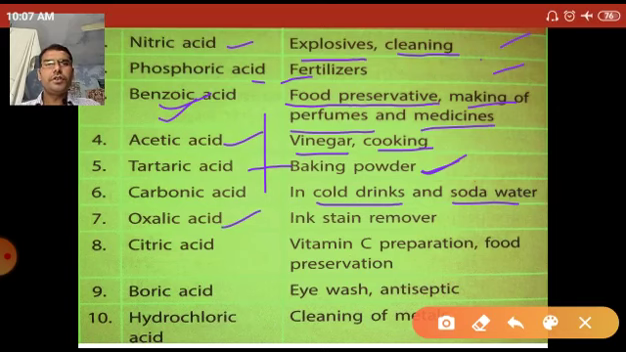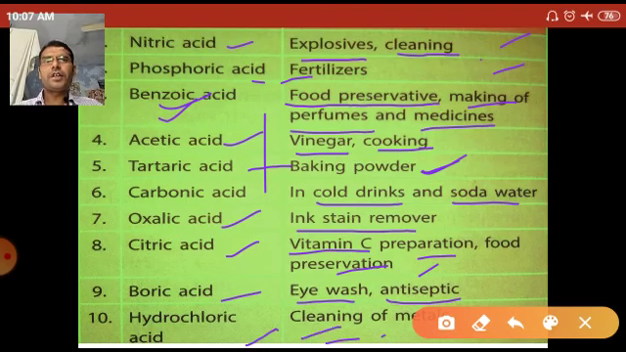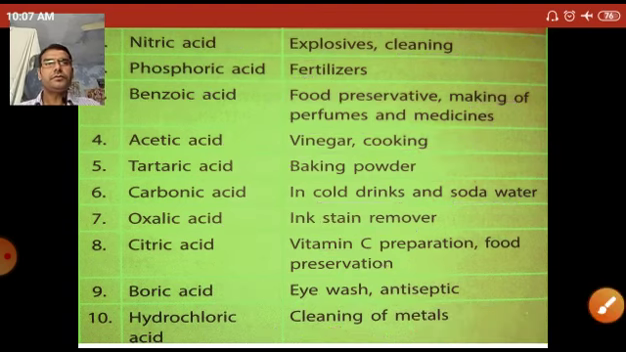Oxalic acid is used as an ink stain remover. Citric acid is used for vitamin C preparations, food preservatives, these all. Boric acid is used for eye wash and also in antiseptics. Hydrochloric acid is used for cleaning of metals. So these are the uses of the respective acids. So dear students, this table you should memorize. Now the next question.